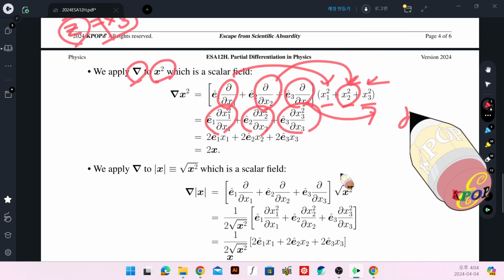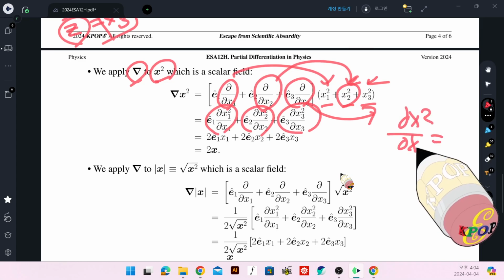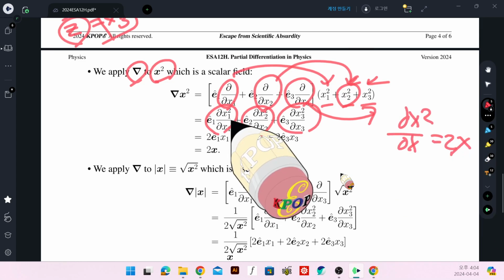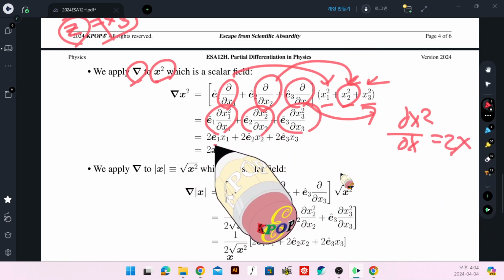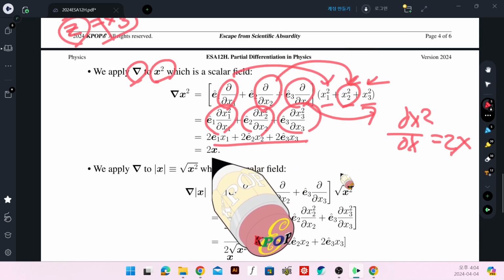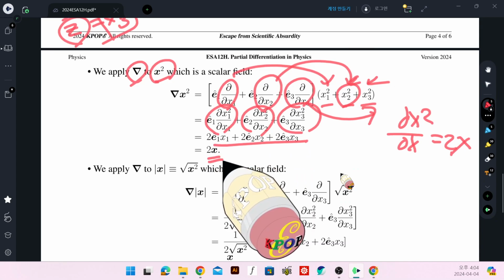What's that? The derivative of x squared is 2x. So as a result, we have a factor of 2, and the remaining piece is nothing but the position vector x itself.